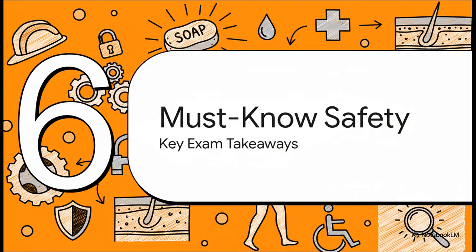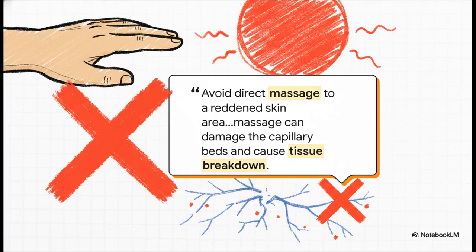Okay, let's wrap this up. I want to leave you with 2 absolutely critical, non-negotiable safety rules that you need to burn into your brain. This one is so important because it feels counterintuitive. You see a red, sore spot and you think, oh, I should rub it to get the blood flowing. No, do not do that. That area is red because the tiny blood vessels under the skin are already injured and weak. If you massage it, you can actually break them, making the damage worse and turning a stage 1 into a stage 2. So remember, red skin means hands off.